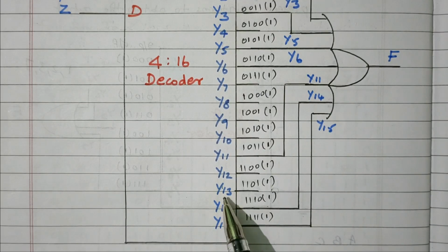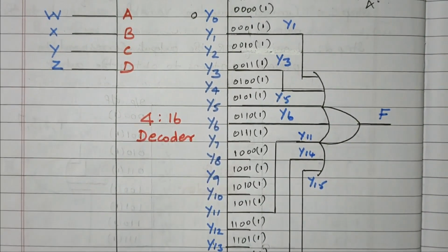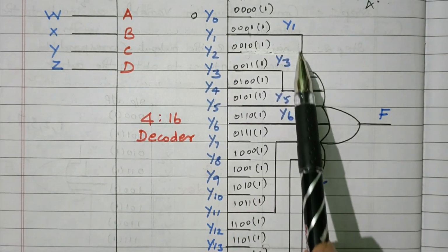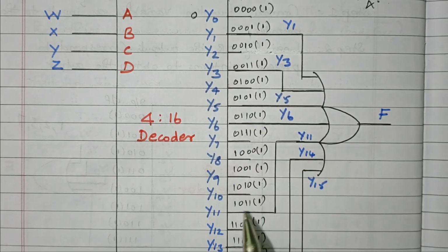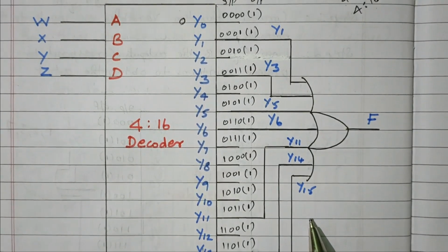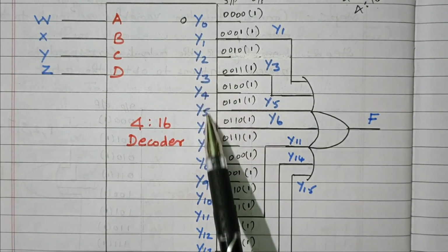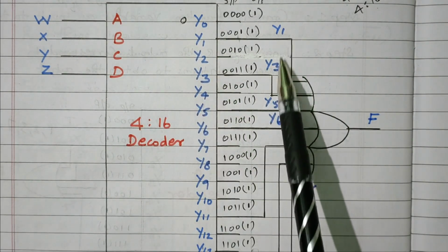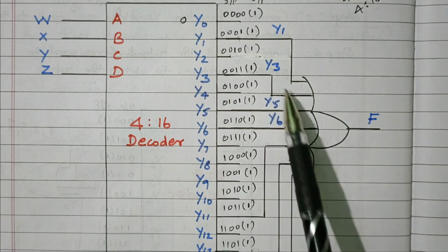This is 15, 14, 13, 12, 11. What we need alone can be connected, right? So we need 1, so 1 is connected. Then 3 is connected, 5, 6, then 11, 14 and 15 are connected. So the required terms are connected. Outputs 0 to 15 are available, here 0, here 1, 2 up to 15. But what we need is 1, 3, 5, 6, 11, 14 and 15. Only these 7 outputs are connected.